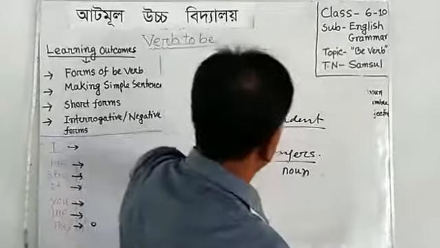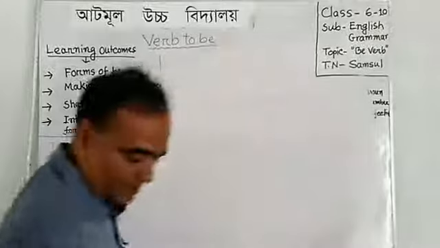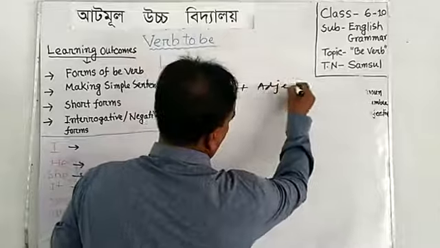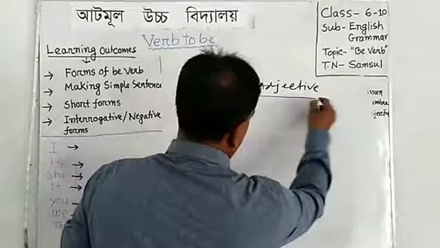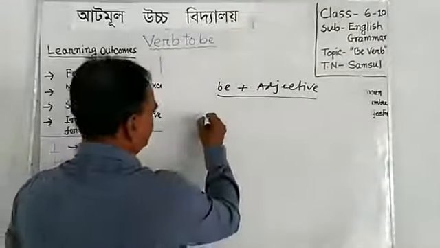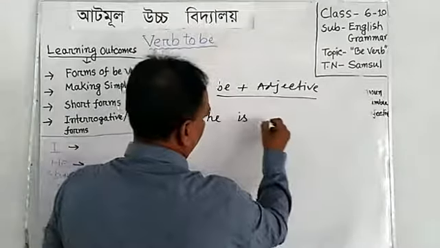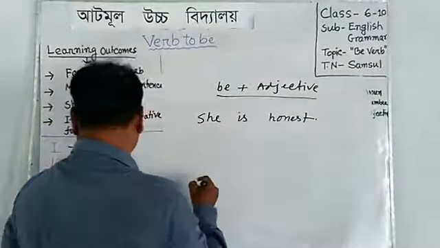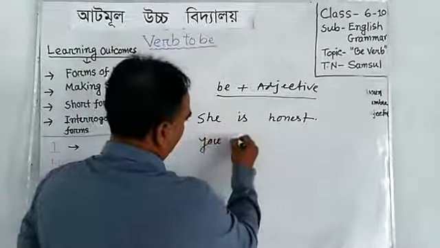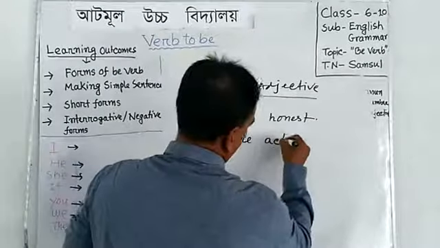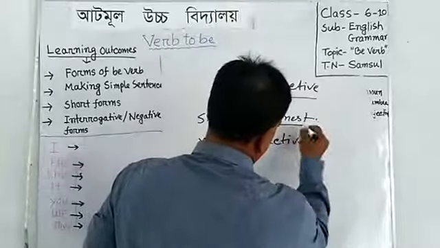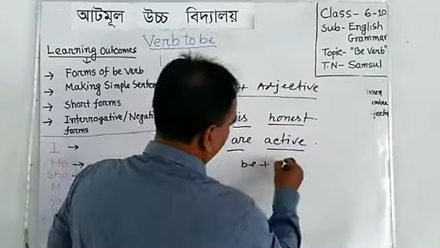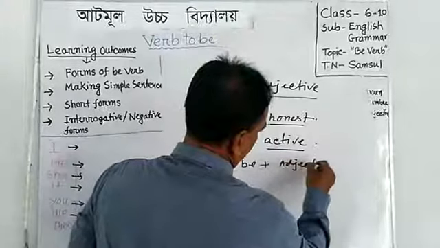And at last we will see some sentences with be plus adjective. So be plus adjective. She is honest. You are active. So honest, active, these are adjectives, and here is be verb. So be plus adjective.